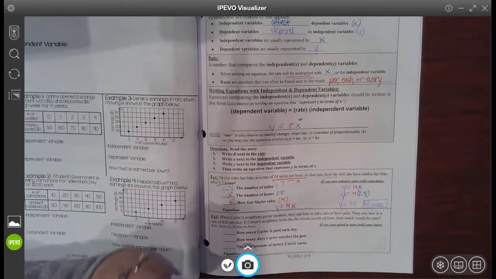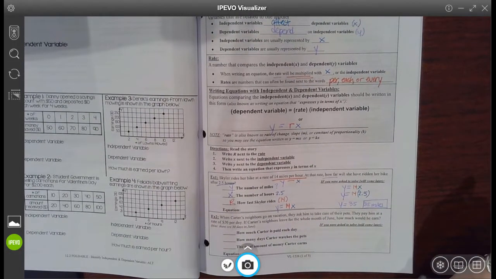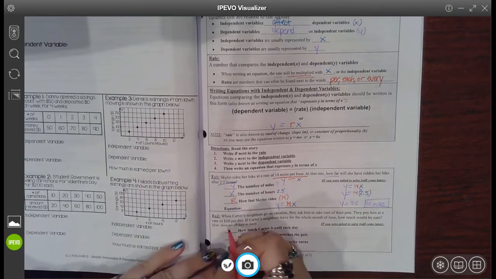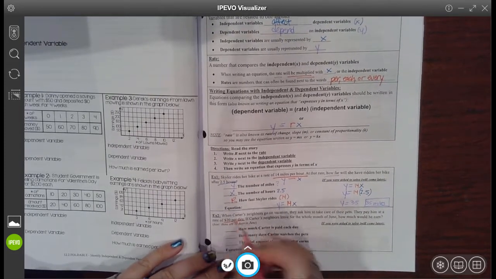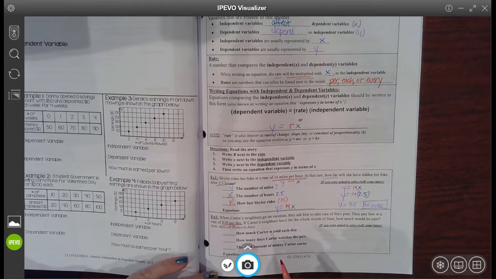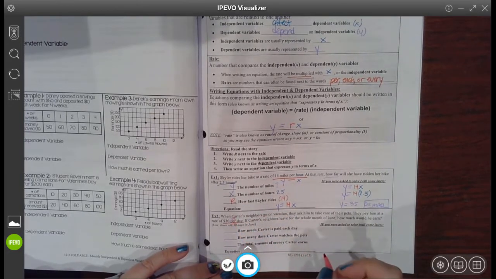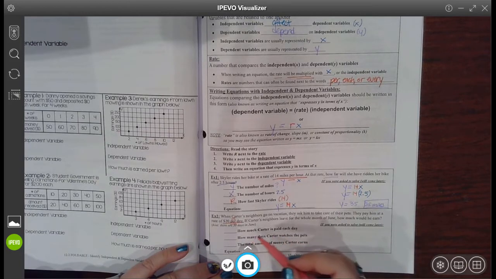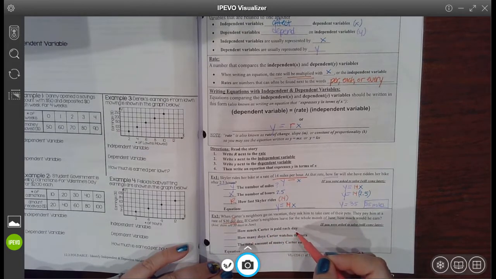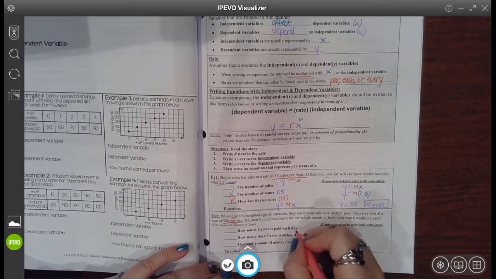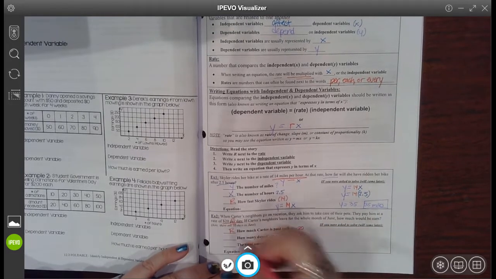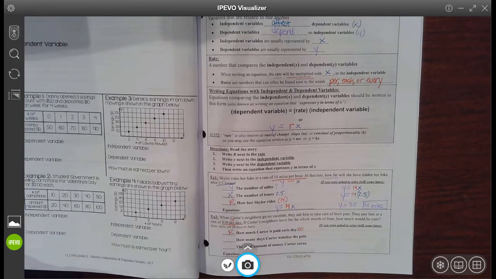Okay, our next one says, when Carter's neighbors go on vacation, they ask him to take care of their pets. They pay him at a rate of $20 per day. Remember how we said when you see that word per, each, or every, that usually helps indicate that's my rate. So there's my R. How much Carter is paid each day? Yeah, he's paid $20 per day.